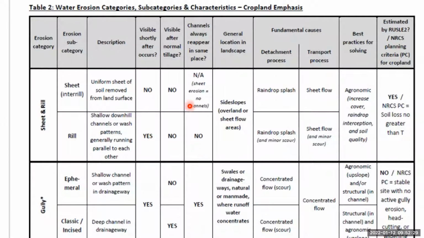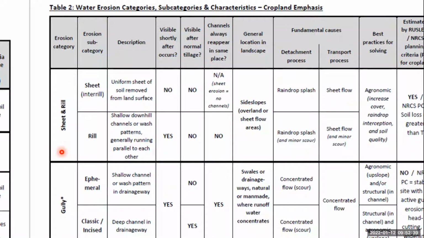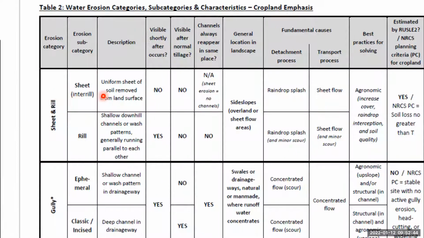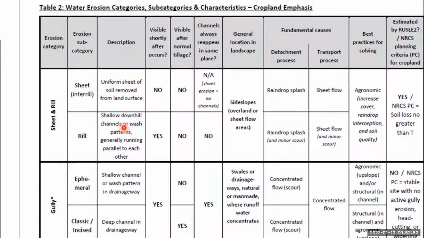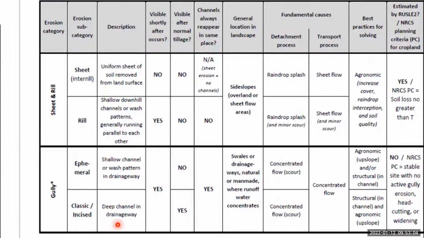So here's the second page of this chart, which you can download. And let's highlight a few things, and then I'll show you some of the pictures. When we talk about sheet and rill erosion, first of all, we can divide it into sheet and rill. What is sheet erosion? It's a uniform sheet of soil removed from the land surface, right? Whereas rills, we have small channels, and you'll see parallel channels usually running across a slope. Gullies down here are channels that are washed in a drainage way.